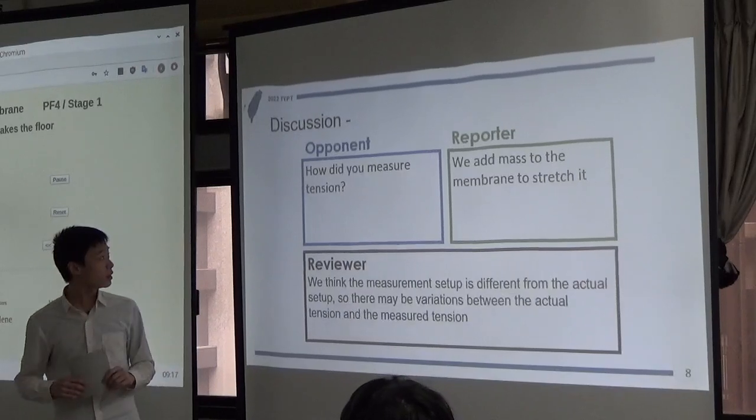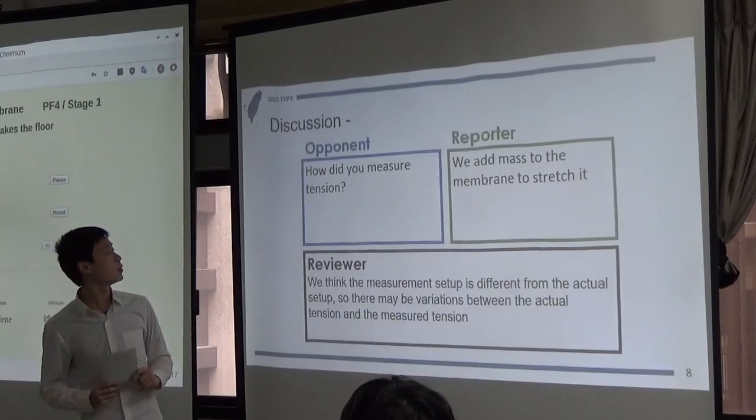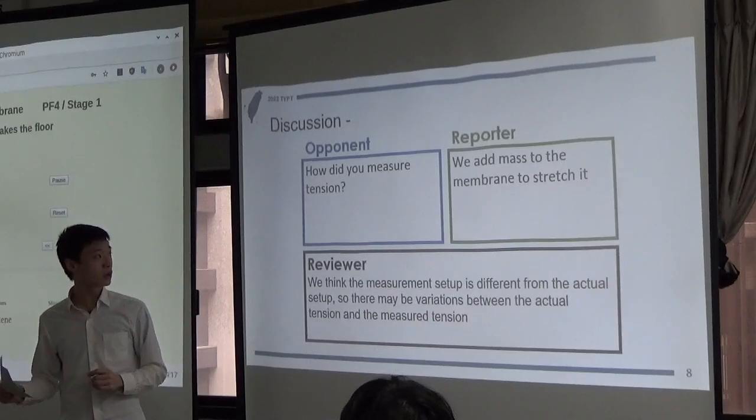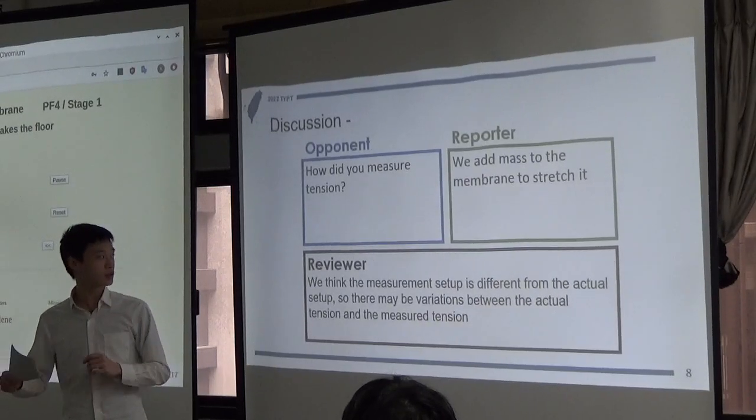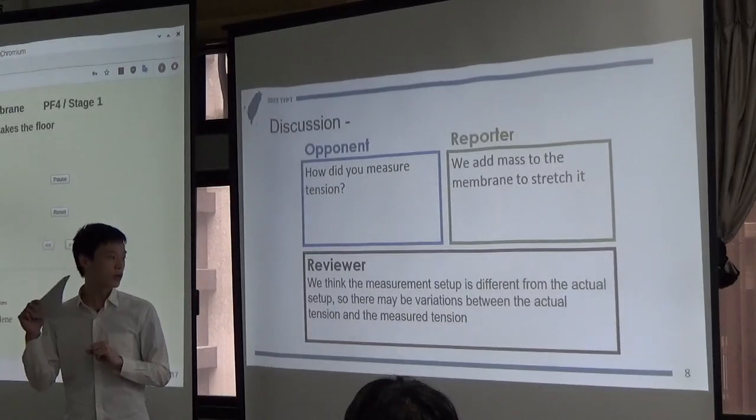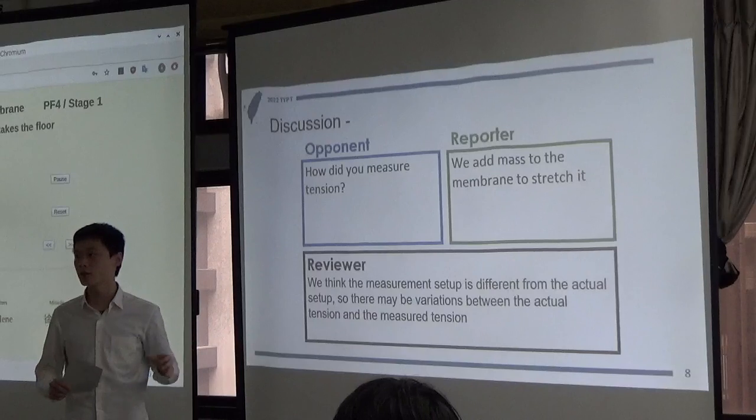For the next discussion topic, the opponent discussed how the reporter measured tension. The reporter said they added mass and stretched it. The reviewer thinks that the measurement setup is different from the actual setup, so there may be variations between the actual tension and the measured tension.